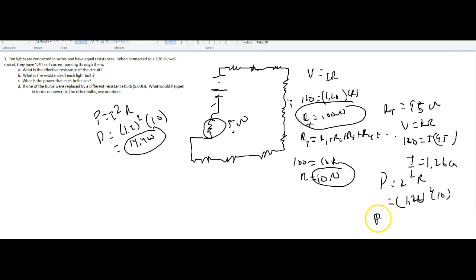So one of the odd things that happens is when you have things in series, they affect the power of everything else in the series, right? Because some of the voltage gets used up along the way, and voltage is essentially energy. So the bulbs would all become brighter if I replace one with a lower voltage source. Sorry, lower resistance. Any one of the bulbs replaced with a lower resistance bulb, the bulbs would, in fact, get brighter.